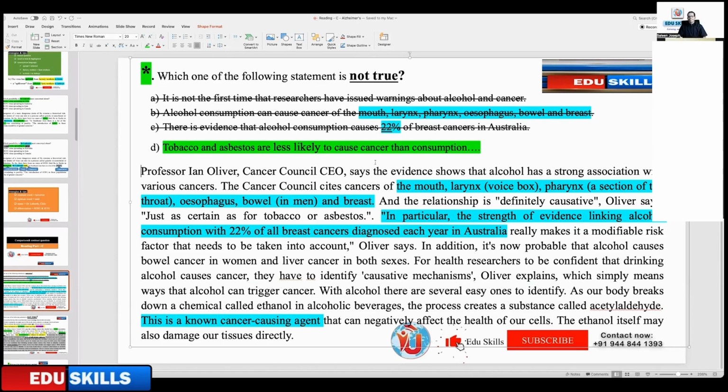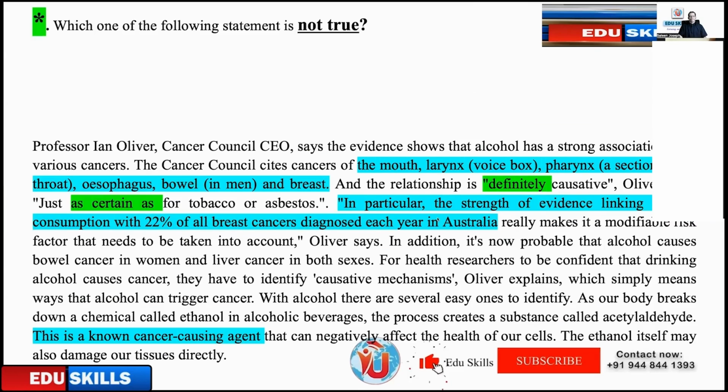And moreover, this is the opposite of tobacco and asbestos, what you have in the paragraph. See, "just as certain as" means definite. Then "definitely causative", definitely. And here it says tobacco and asbestos are less likely to cause. Here it says definitely causative, and "as certain as", which means sure. This is the opposite of what the passage says. Just see now.